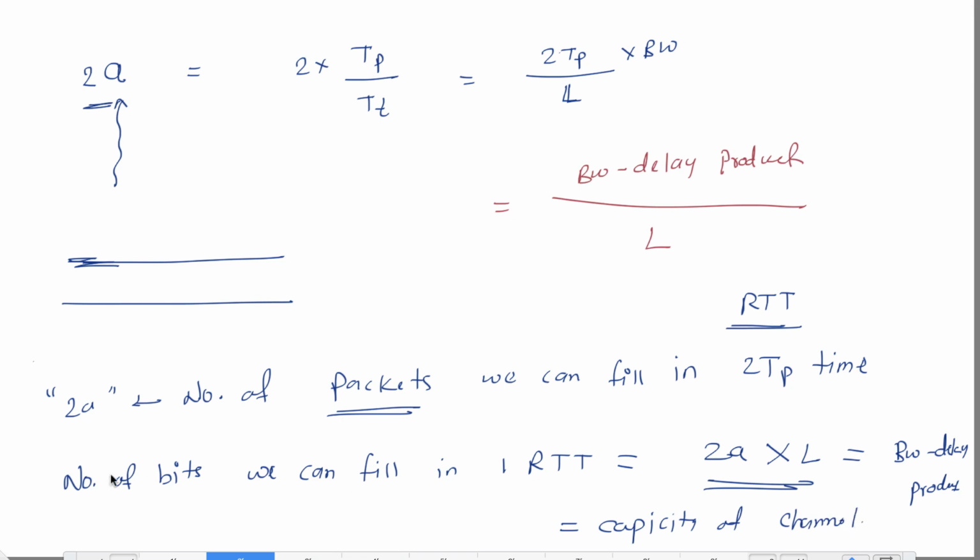Okay, so 2A will tell you the number of packets, but the bandwidth delay product will tell you the number of bits. That's the only difference. The number of bits you can fill in one RTT is the bandwidth delay product, which is just 2A into L. I hope you got it. So if you want to find out in terms of packets, like your units are just packets, like how many packets you can fill in this channel, then it is 2A. And if they ask you how many bits you can fill in this channel, then you will say 2A into L, because one packet is having L bits. So 2A into L bits you can fill in this channel, which is also the bandwidth delay product.